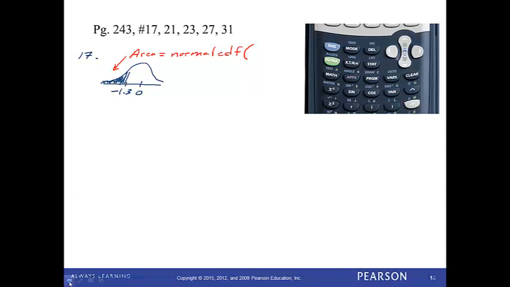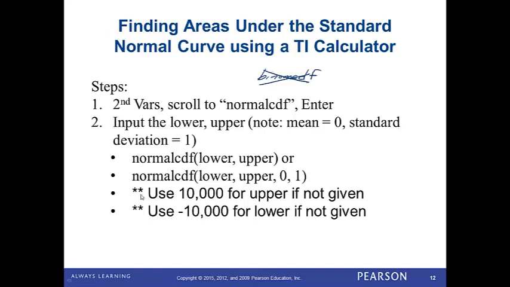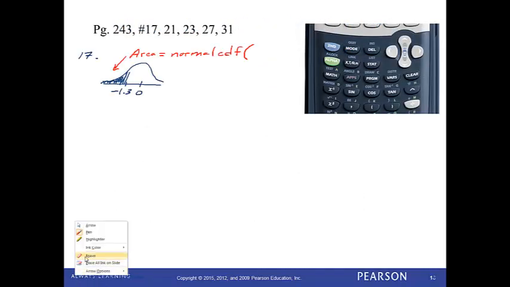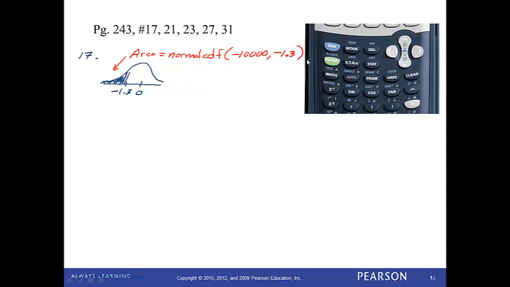So if I go back to the calculator step, I had some notes at the bottom. For the upper limit, if it's not given, use 10,000. For the lower limit, if it's not given, use negative 10,000. So for ours, we need a lower limit, but we don't have one because this goes on forever. So we're going to use the value of negative 10,000. So we'll put negative 10,000 in for the lower. And then for the upper, well, it runs all the way into negative 1.3. So this should be your command for your calculator. So now let's do that.